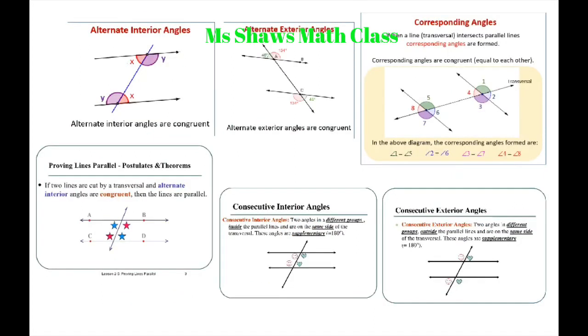And here is some general information. The main thing you need to know is we used alternate interior angles, alternate exterior angles, and corresponding angles, which are formed, and they're congruent if they intersect parallel lines. And so a lot of this has to do with parallel lines.